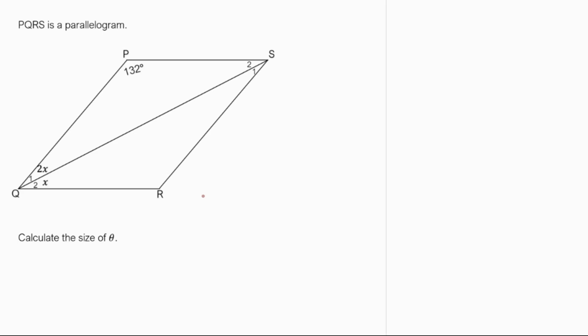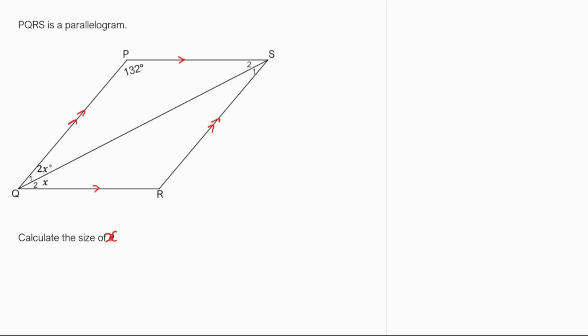Welcome back. Let's do this question. PQRS is a parallelogram. So it means that PS is parallel to QR and PQ is parallel to SR. Remember that these are the properties of parallelograms. Now we want to find the size of x, not theta here, should be x.